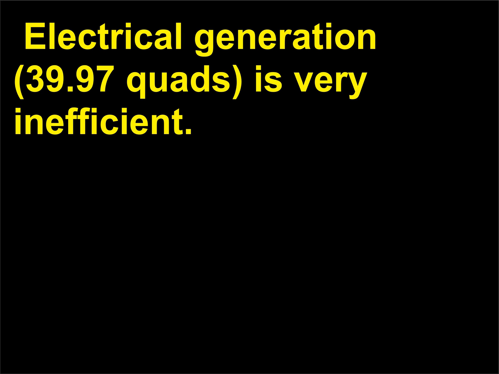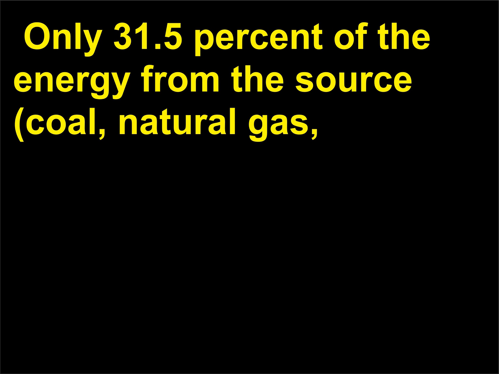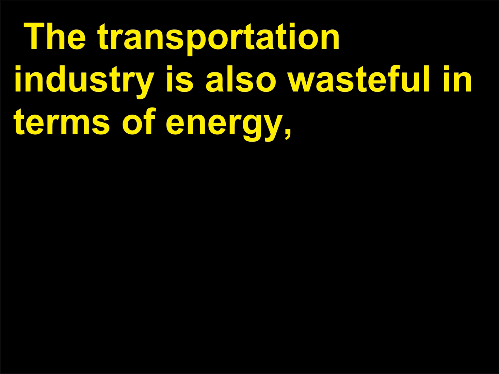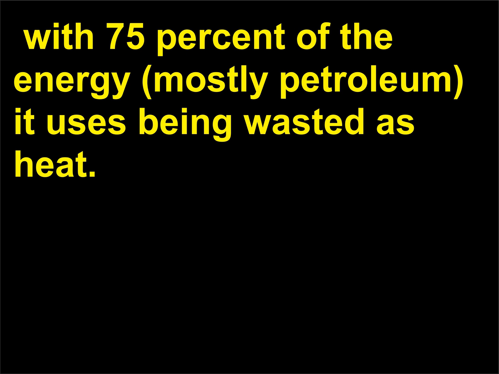Electrical generation, 39.97 quads, is very inefficient. Only 31.5% of the energy from the source, coal, natural gas, oil, nuclear, is transformed into electrical energy. The transportation industry is also wasteful in terms of energy, with 75% of the energy it uses, mostly petroleum, being wasted as heat.